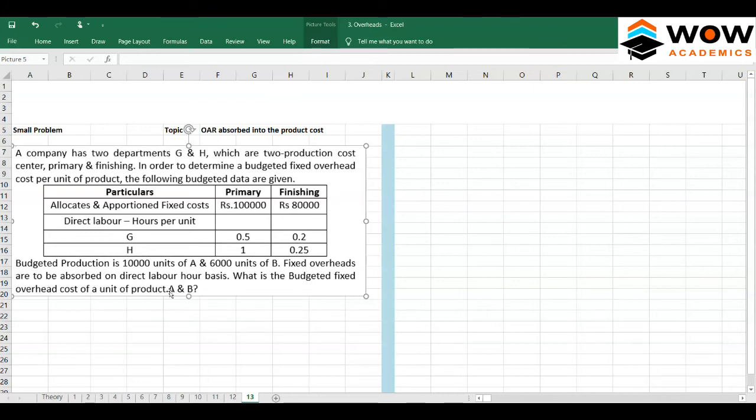Sorry, I think it should be G and H. Okay, it should be G and H, not A and B. So just convert that alone. So it's always G and H. So here also it should be G, H and G and H. Okay.